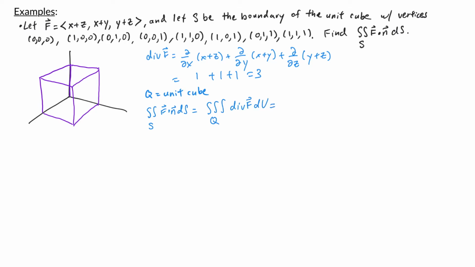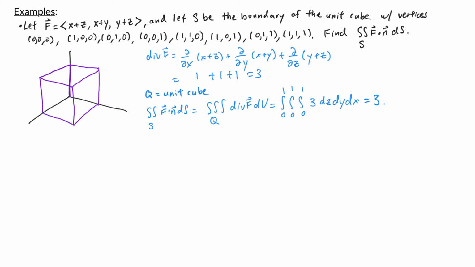Well, our solid Q is the unit cube, so I'm going to be integrating from 0 to 1, 0 to 1, 0 to 1 of the divergence of F, which in this case is 3, in the order dz, dy, dx. For the unit cube, it doesn't really matter which order you do the integration in. When we compute this triple integral, we just get 3. So as you can see, the divergence theorem makes it much easier to calculate the flux over a closed surface.